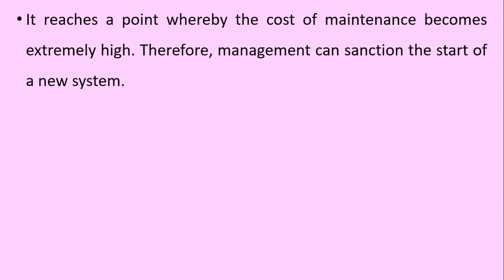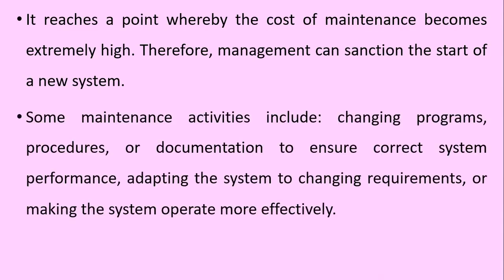It reaches a point whereby the cost of maintenance becomes extremely high. Therefore, the management can sanction the start of a new system. Some maintenance activities include changing programs, procedures, or documentation in order to ensure correct system performance, adapting the system to changing requirements, or making the system operate more effectively.